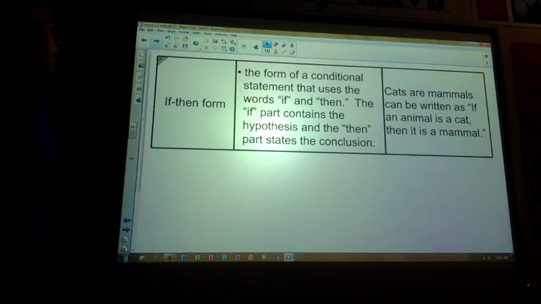All right. If-then form: the form of a conditional statement that uses the words if and then. The if part contains a hypothesis, and the then part states the conclusion. Cats are mammals can be written as if an animal is a cat, then it is a mammal. Sound all right so far?